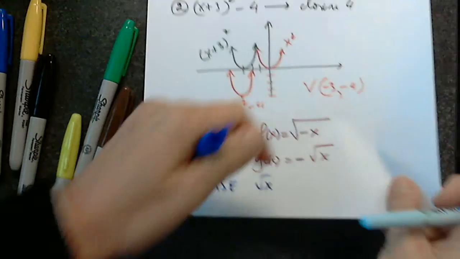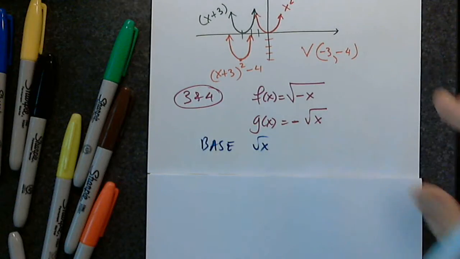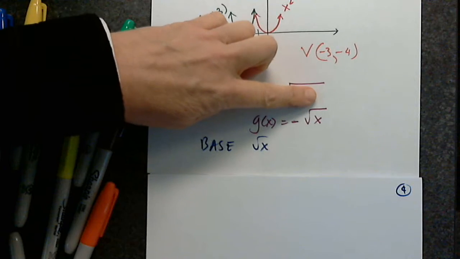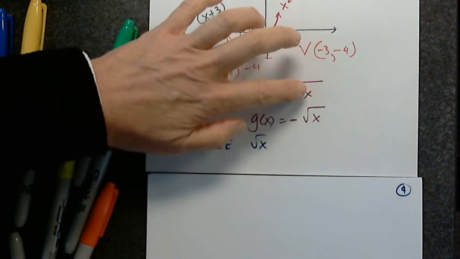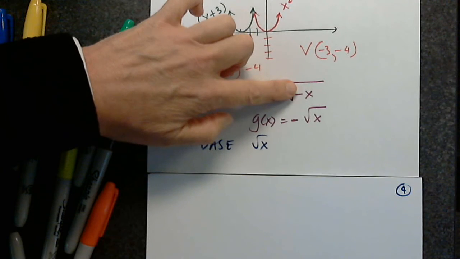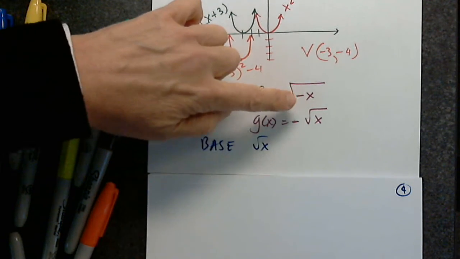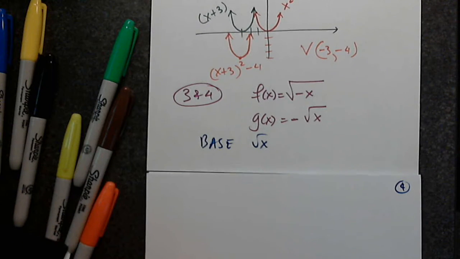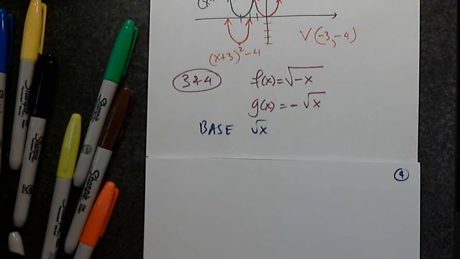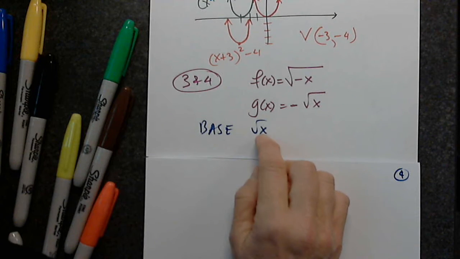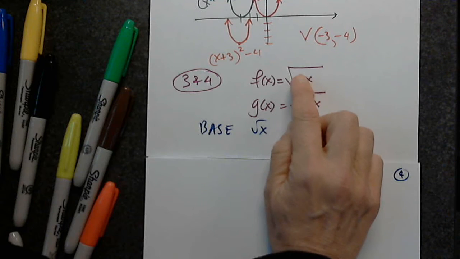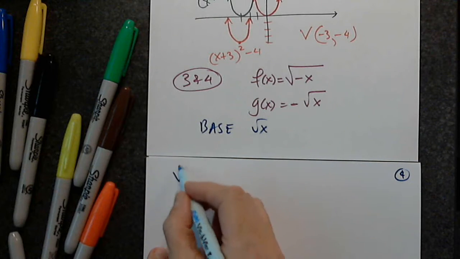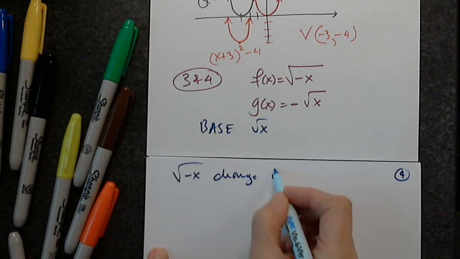Perfect. Now the next step is I have to identify what is changing. When I look at the square root of -x and the square root of x, I have to figure out what changes. Does x change from x to -x, or does y change? The answer is x changes, right? I had the base function, which is the square root of x, and now it's not the square root of x, but it's the square root of -x. So the square root of -x is a change in x.